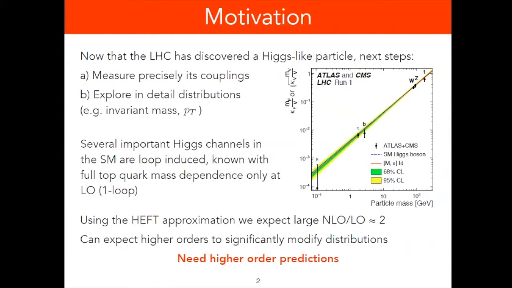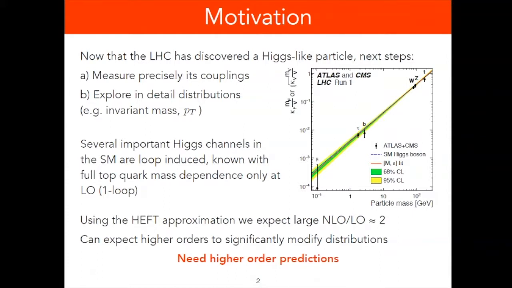detail the distributions. So when the Higgs is produced in addition to another particle, such as a jet or a Z, it's really important that we explore also these distributions, because beyond standard model particles could appear most clearly in these distributions, and not just by rescaling these couplings. So for this, we need to understand the distributions well.